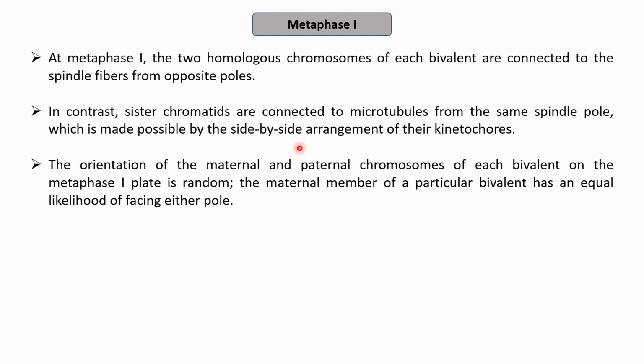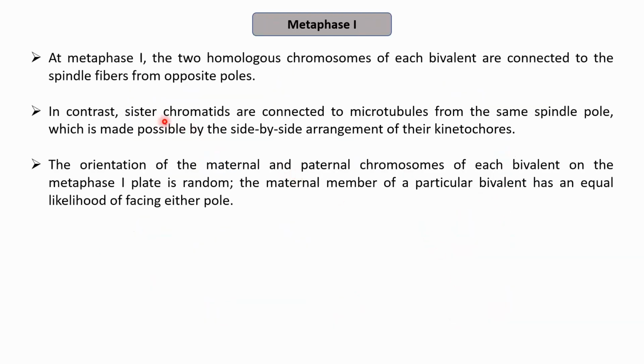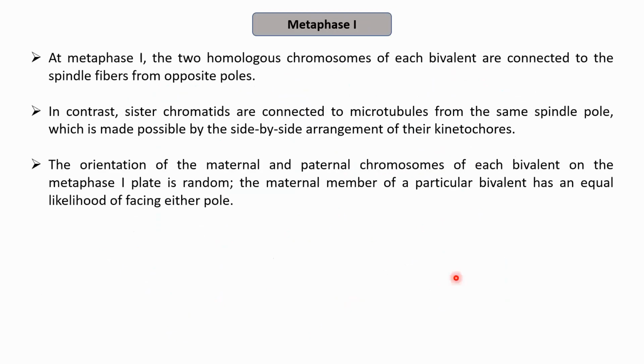At metaphase 1, the 2 homologous chromosomes of each bivalent are connected to the spindle fibers from the opposite poles. A bivalent is a pair of 2 homologous chromosomes, and we can see that they are attached to the centrioles at the opposite poles. In contrast, sister chromatids are connected to microtubules from the same spindle pole. This orientation is made possible by the side-by-side arrangement of their kinetochores.